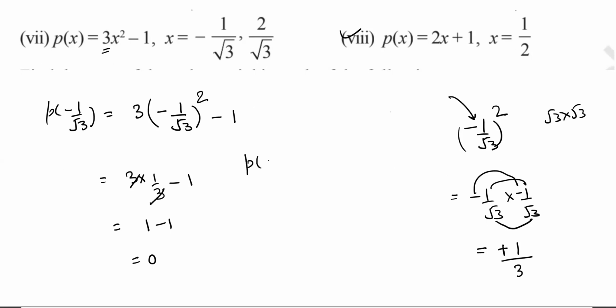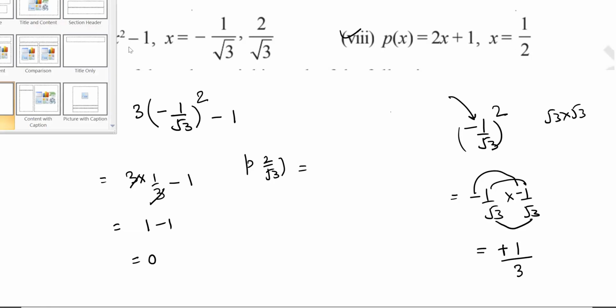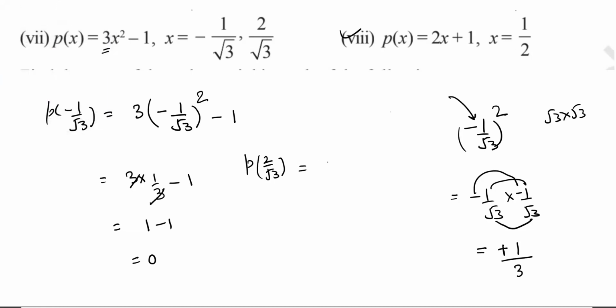Now let's put the value of p as 2 by root 3. Rima, look at this. We are putting 2 by root 3. Then we do this one as 3 into the square of 2 by root 3, then minus 1. Now what will you get for the square of 2 by root 3? Tell me, Rima. If you do the square of 2 by root 3, what will be your answer?